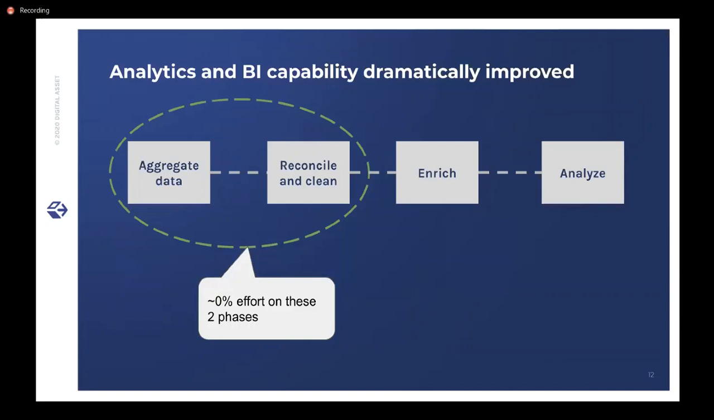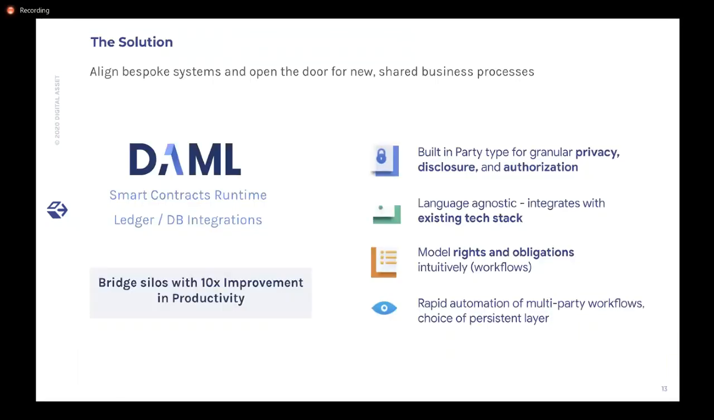And ideally you won't spend any time on aggregating and reconciling, but practically you might, but it reduces that effort dramatically. So Daml, Levi's going to go into that in a little more detail later on. But it's the smart contract language which has granular, already built-in mechanisms for privacy, disclosure, and authorization. And it also obviously has a rights and obligations model, which allows you to treat any of your enterprise business processes in terms of digital assets.